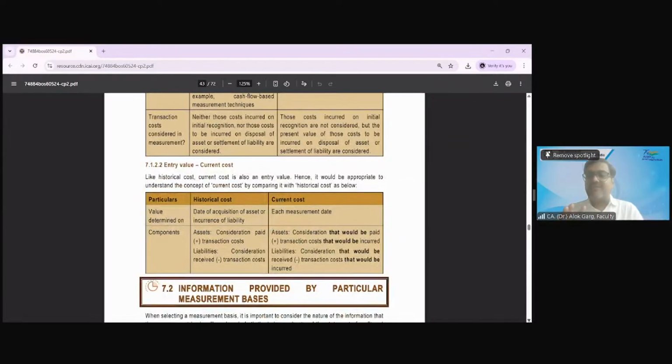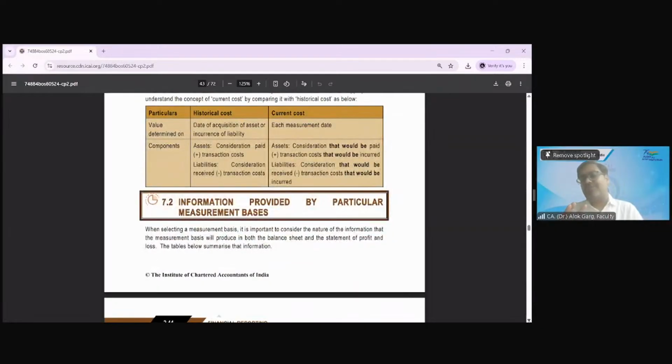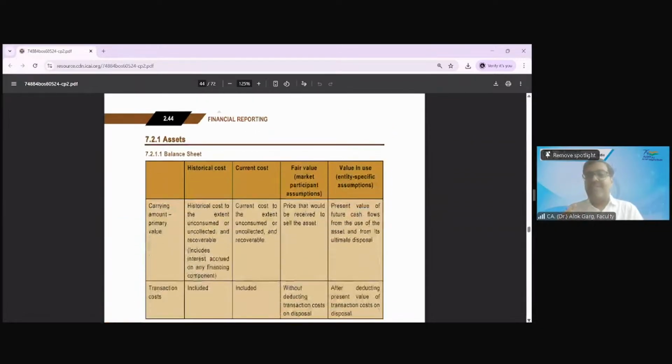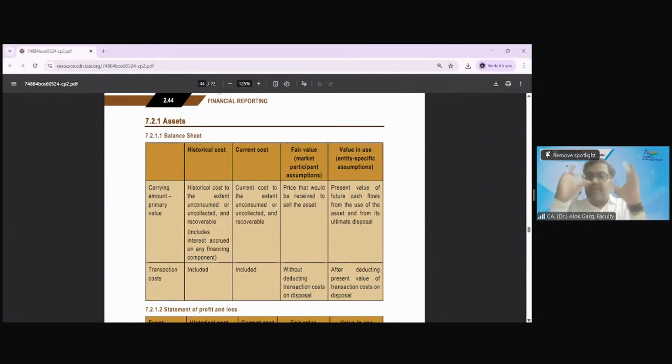So don't look at this conceptual framework in isolation. Just see this conceptual framework in totality with all the standards, right? For example, if I talk about an asset in the balance sheet, historical cost, right? Carrying amount, primary value. So historical cost to the extent unconsumed, uncollected and recoverable.